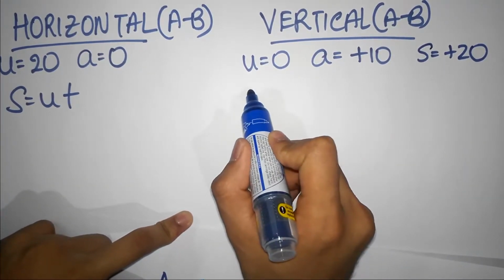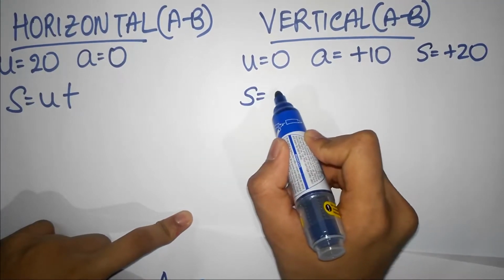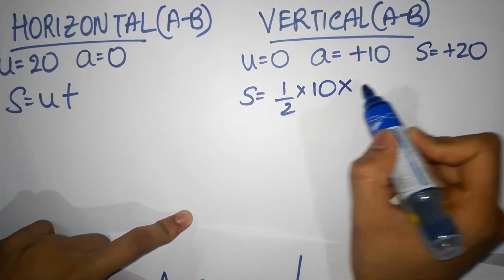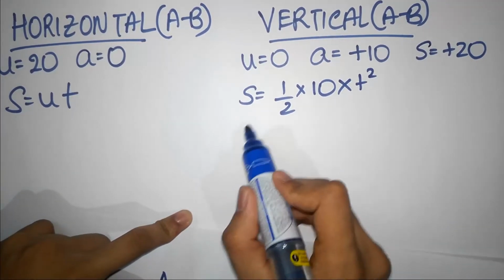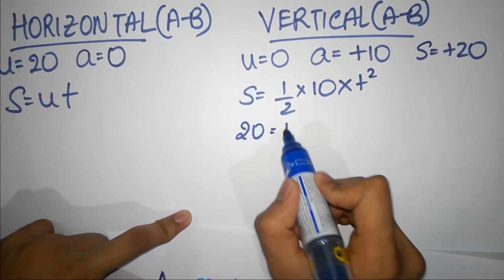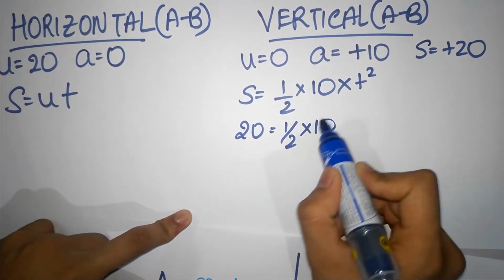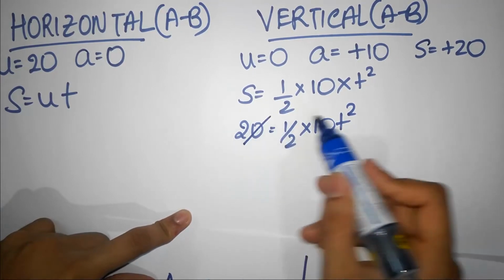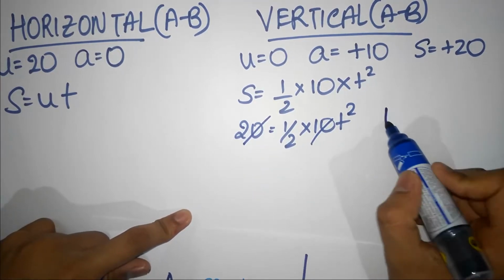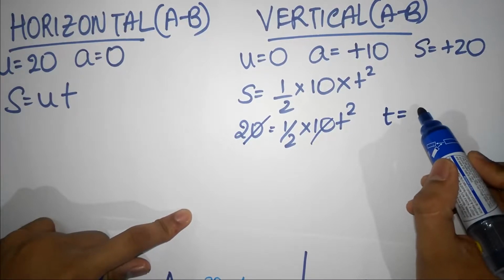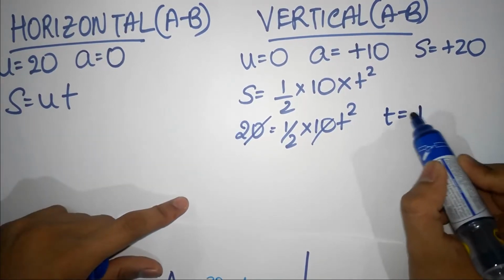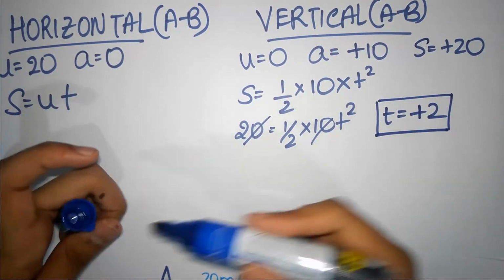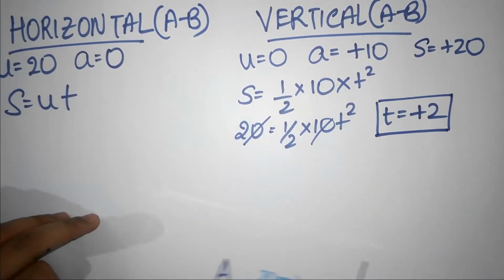So I can go for S equals UT plus half A T squared. So S is 20, that's equal to half times 10 times T squared. So 20 goes there to get 40, 0, 0 cancels, so T turns out to become plus or minus 2. But we're going to choose positive because we want to get an answer of time after the throw was done. Okay, so we have the time.